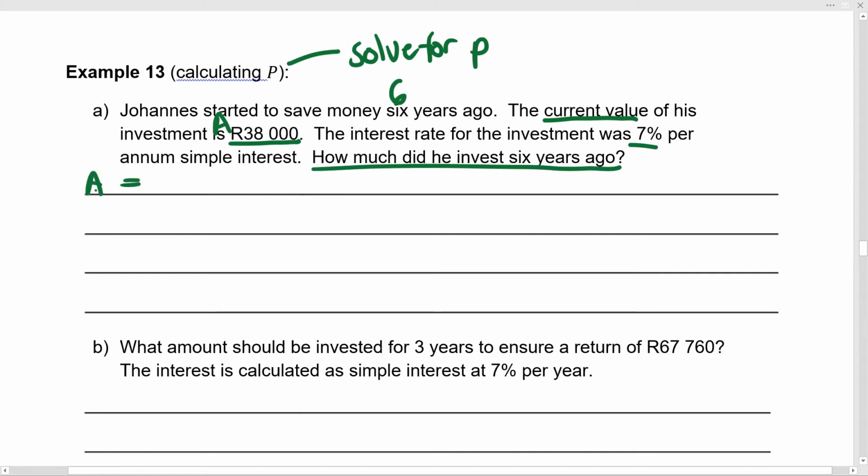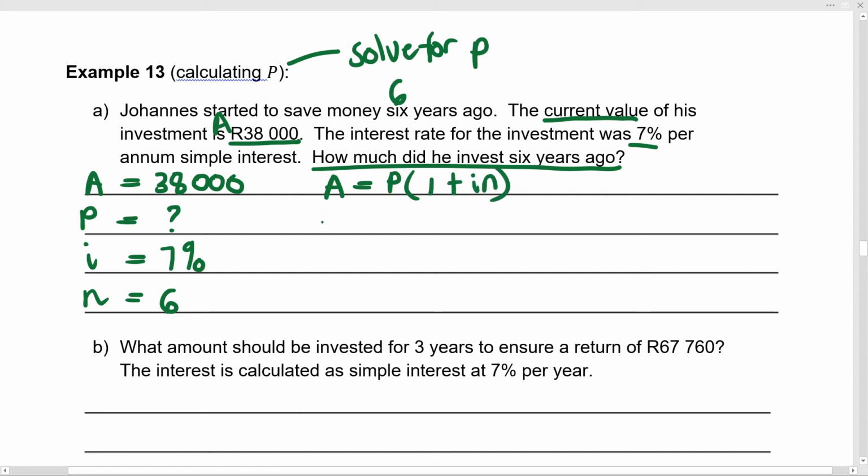Right, A equals, P equals, I and N. Okay, so A is no longer the unknown. A is my 38,000. P is the unknown. I is my 7%, and N is the 6. Okay, so let's write out the formula again. A equals P(1 plus IN), and let's sub everything in.